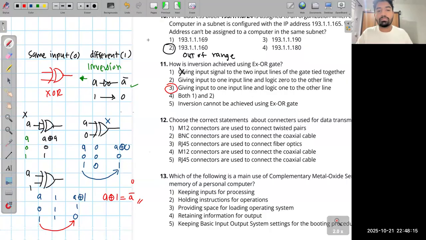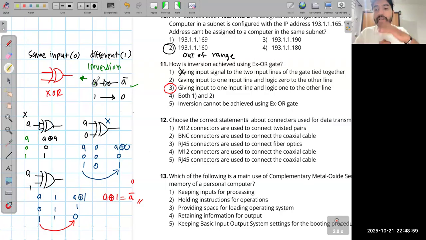Third one. People who understood this question: inversion is the opposite. A NOT gate gives you the inversion. Then can you get the inversion using an XOR gate? Inversion is the opposite. I'll go one by one. Using a NOT gate, you will get the opposite. If I send 1, you get 0. That's the basic concept. They are asking, using an XOR gate, can I get the opposite?